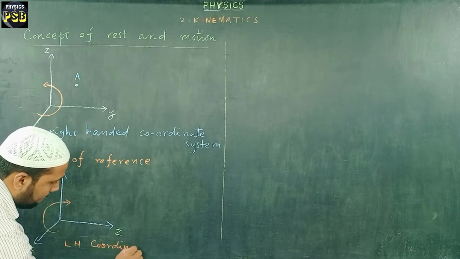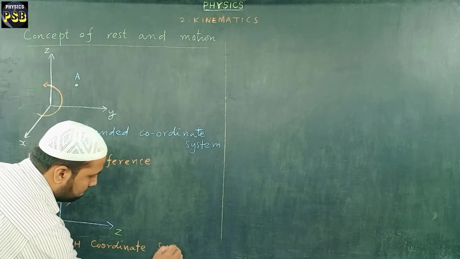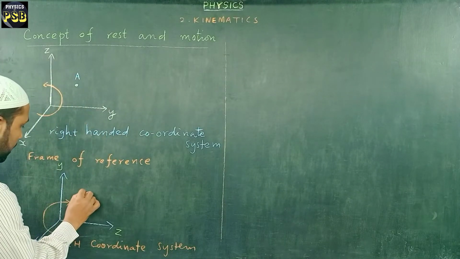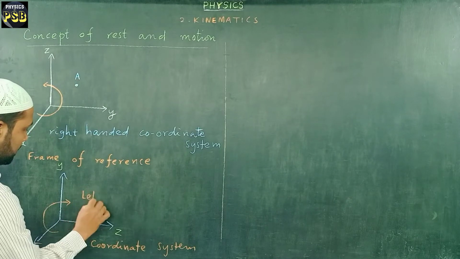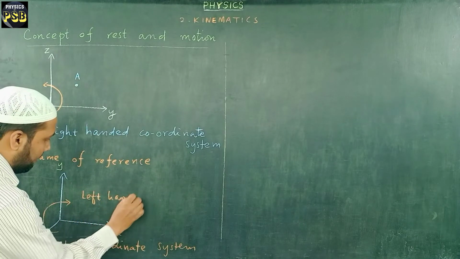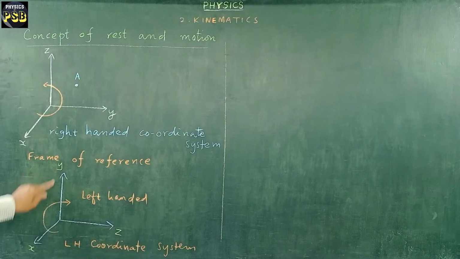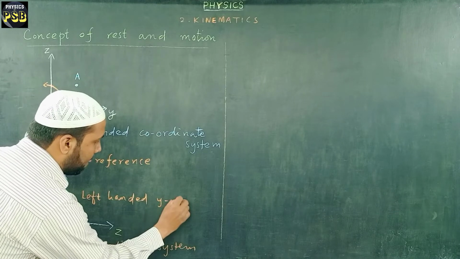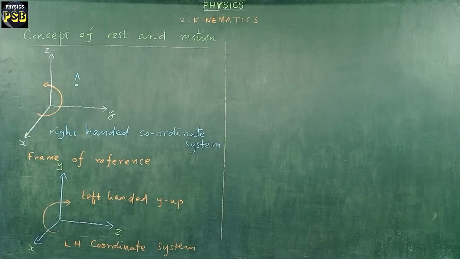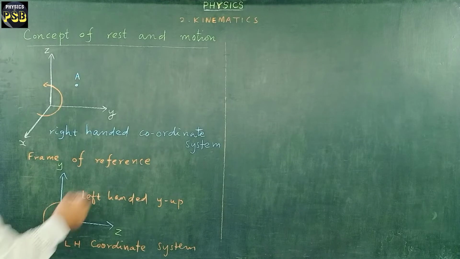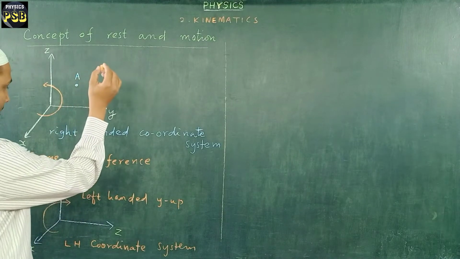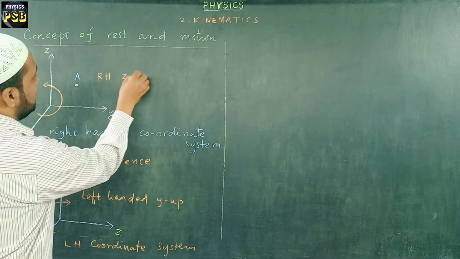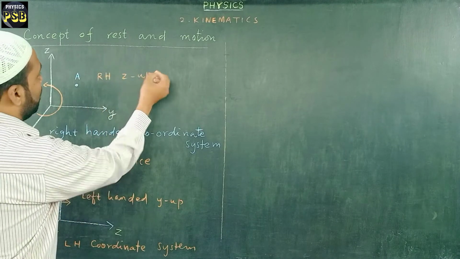Coordinate system. And here it is named as left-handed, with y acting upward. So, left-handed y-up coordinate system. And this one is nothing but a right-handed z-up coordinate system.